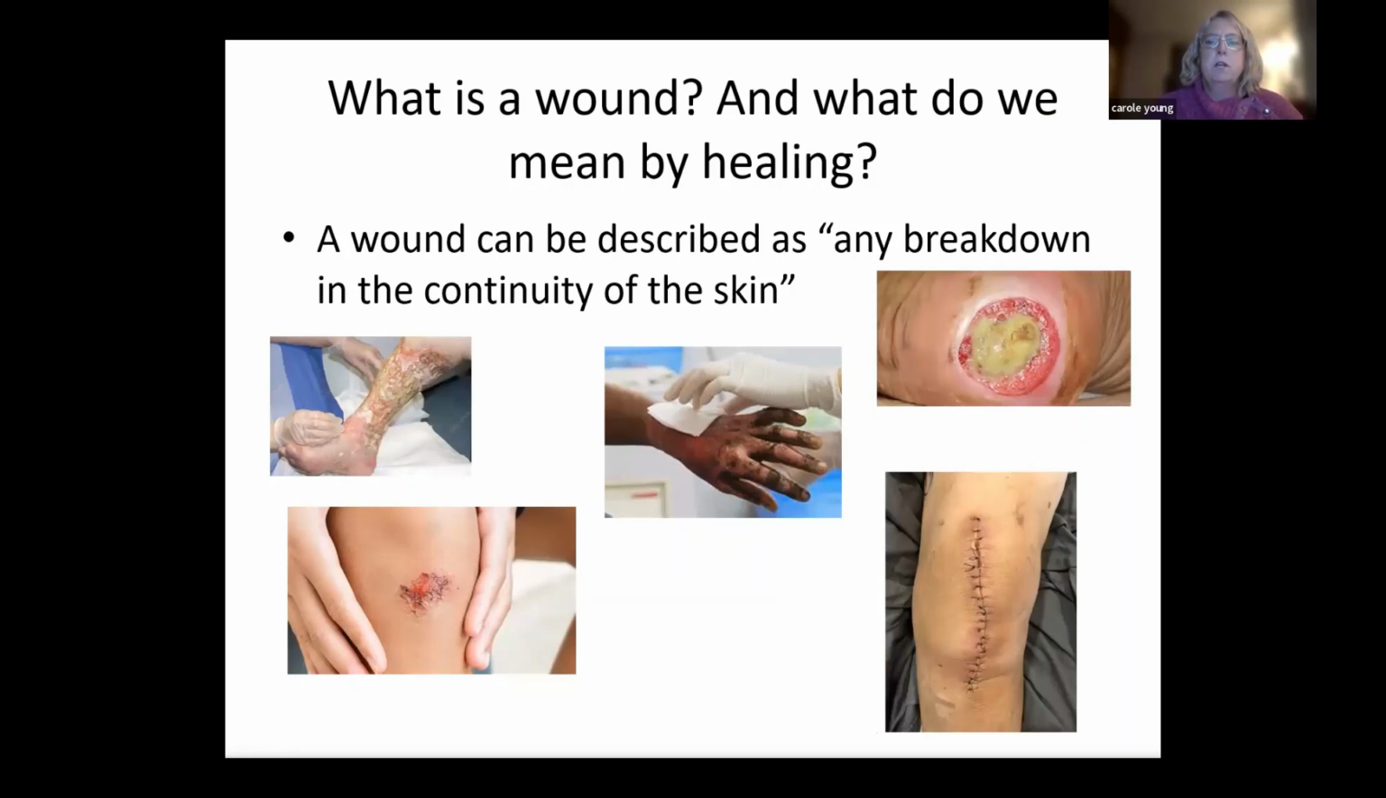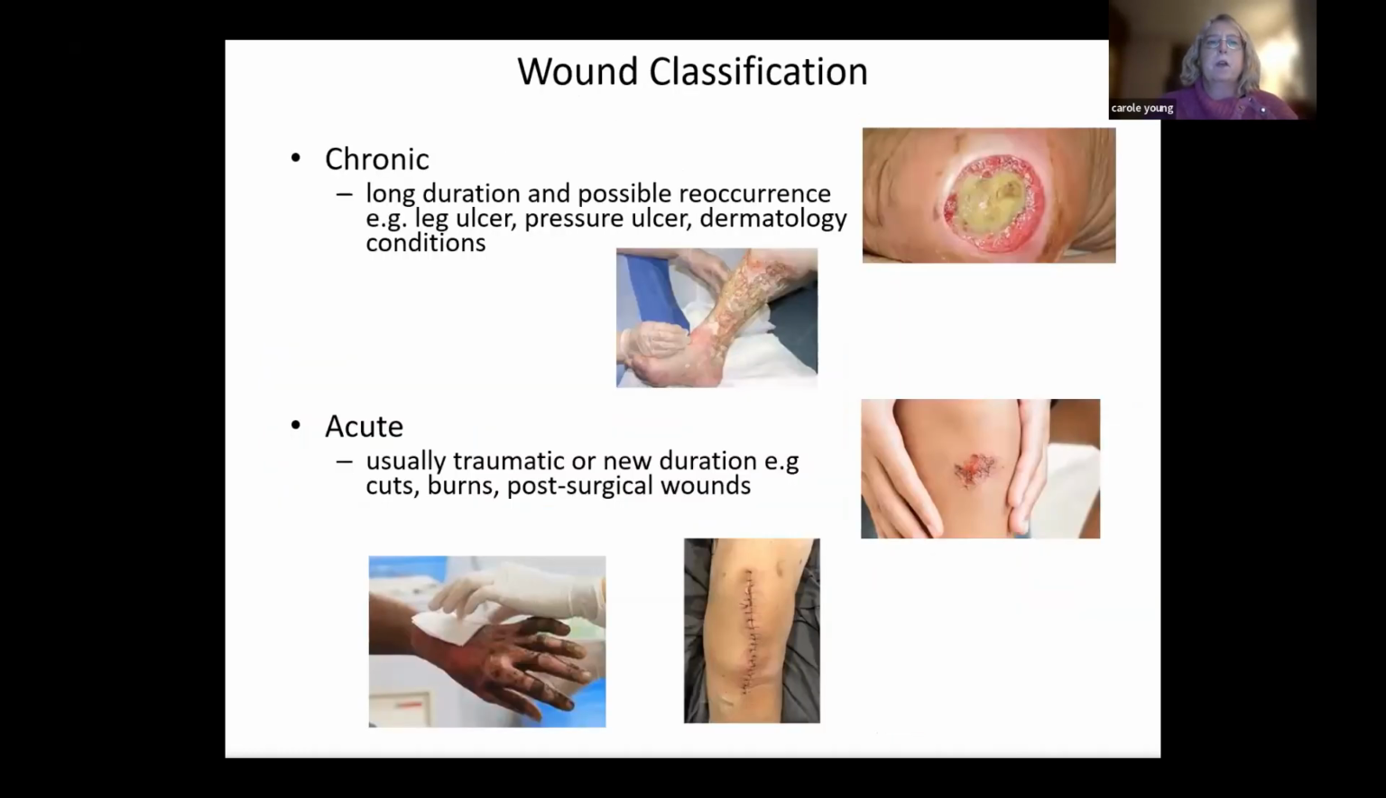But how do we differentiate these different types of wounds? And how do they all heal? Let's go through this in a bit more detail. So we can classify wounds as chronic or acute. Chronic usually means a long duration and possible reoccurrence and probably slower healing. For example, leg ulcers, pressure ulcers, some dermatology conditions, or malignant wounds.